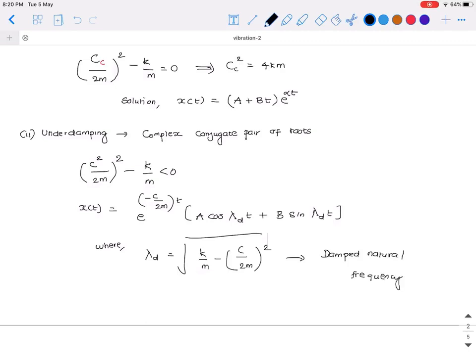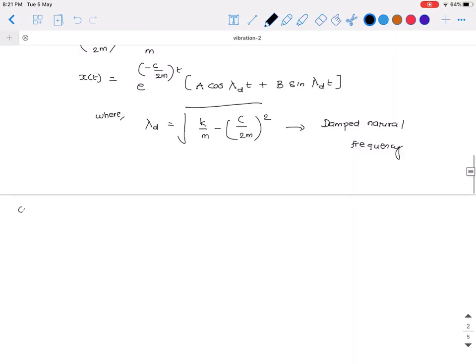Okay, and the third possibility you might have guessed by now is called over damped, which is given by c greater than c_c.